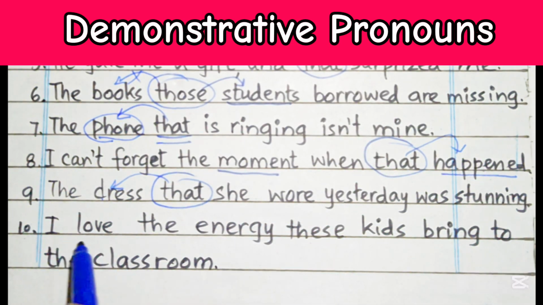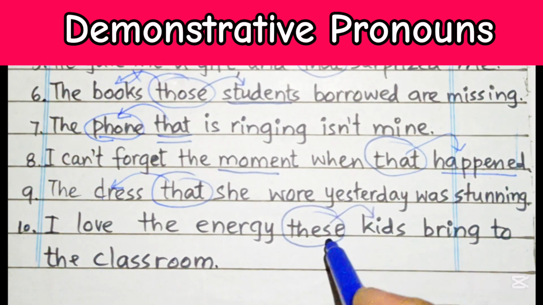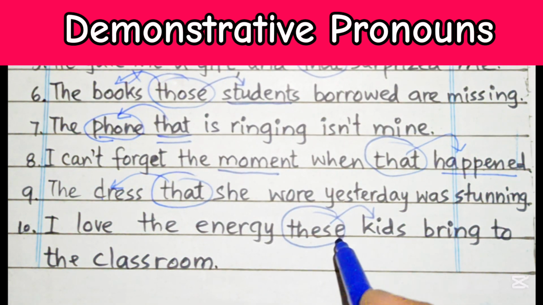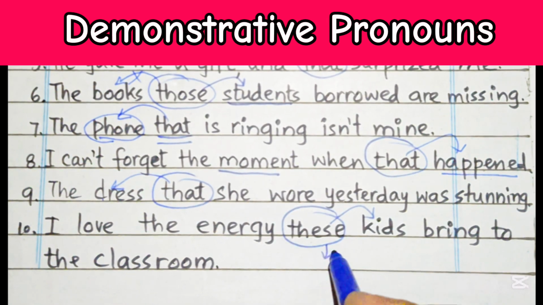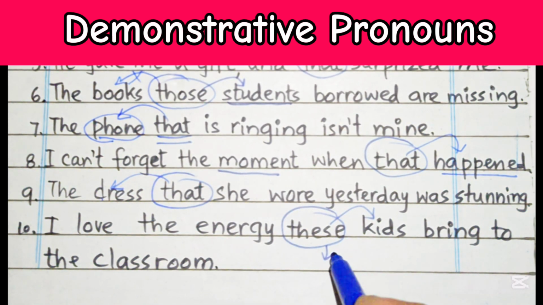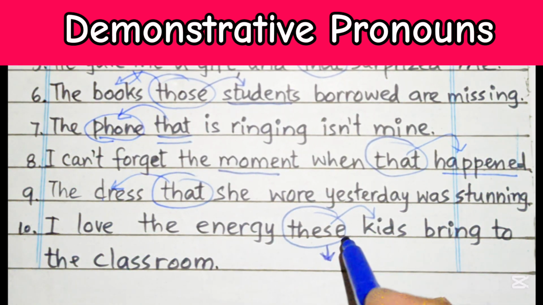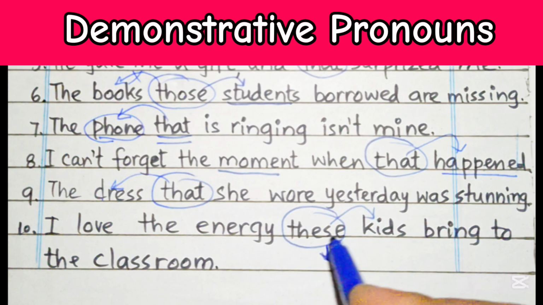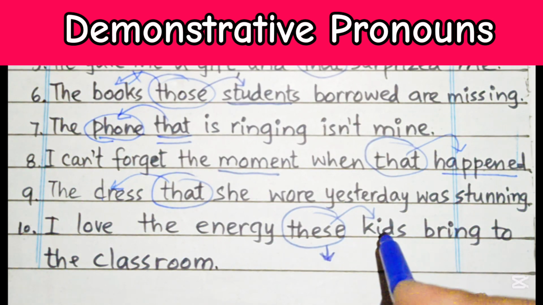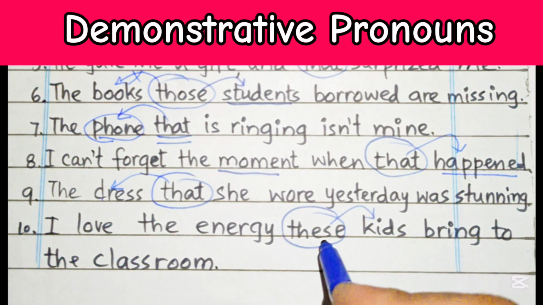I love the energy these kids bring to the classroom. So these kids, which kids? These kids. So those kids who are being referred to, they are actually standing or sitting near you, or they are sitting in front of you and you are referring to them. So we say these kids. It means they are available, they are present, or they are being talked about and they are closer to you and they are being pointed out.